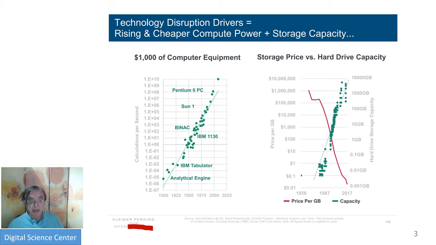This one is calculations per second against time. And this really goes back to the beginning of time and emphasizes that part. Here we have compute power. This is price per gigabyte and capacity. Capacity increases, price per gigabyte decreases.